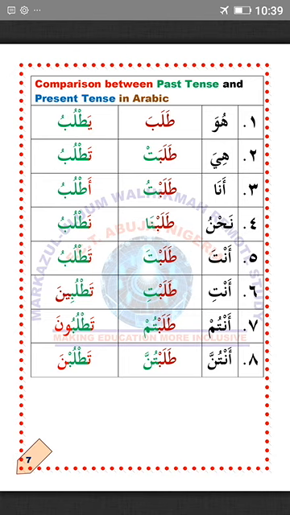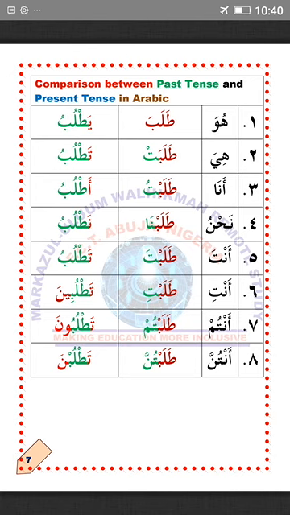Wahid number 1. Huwa, he. Talaba, he requested, or he has requested. Yatlubu, he is requesting, or he requests. Ithnan, number 2. Hiya, she. Talabat, she has requested, or she requested. Tatlubu, she is requesting, or she requests.